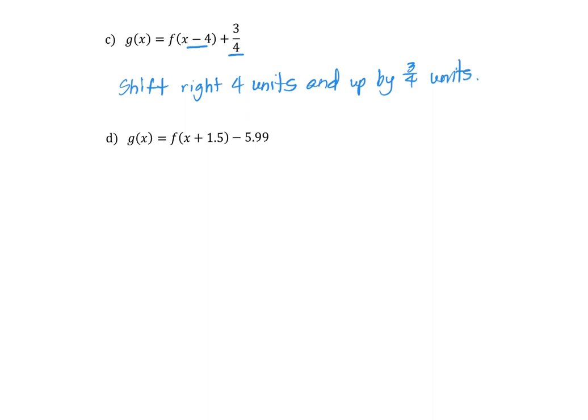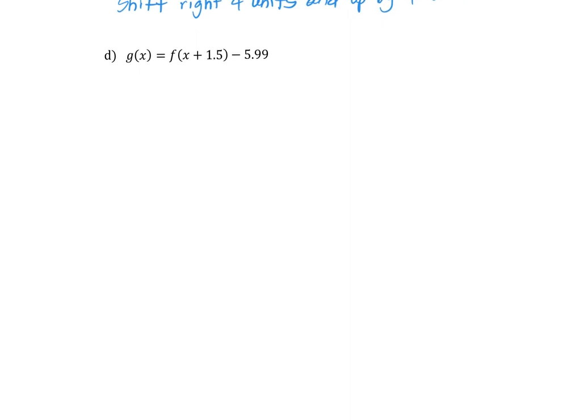Okay, let's try this again in part D. g of x is equal to f of x plus 1.5 minus 5.99. The plus on the x means a shift left. So I'm going to shift left 1.5 units, and the minus would be down, and down 5.99 units.